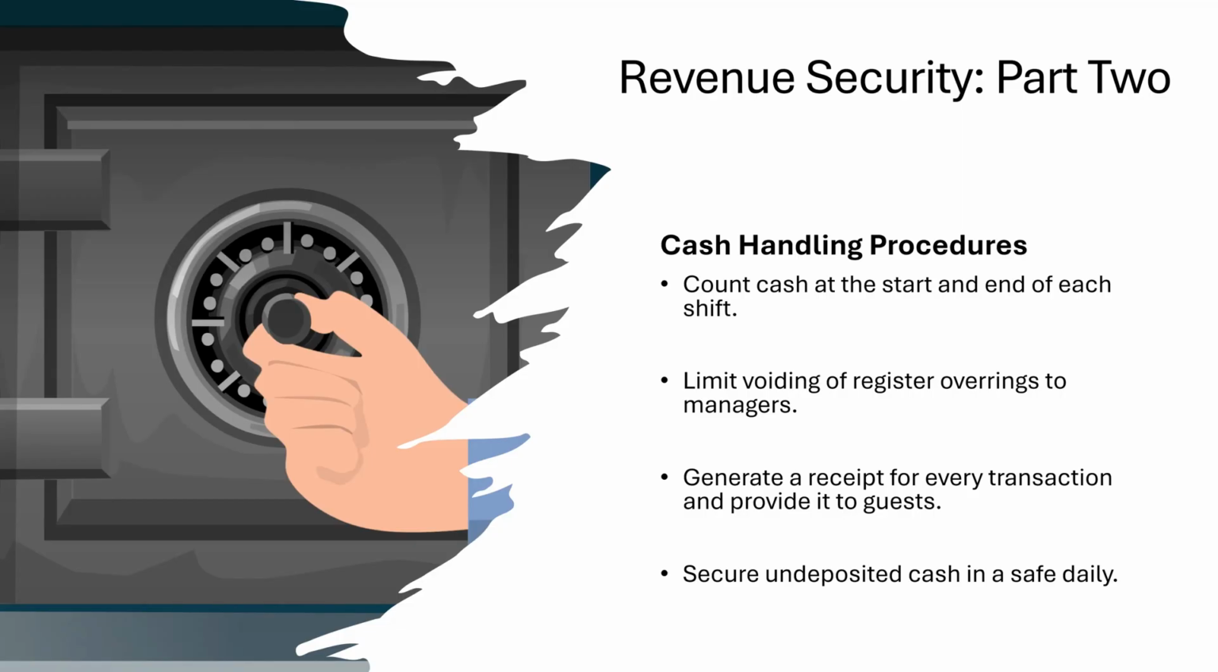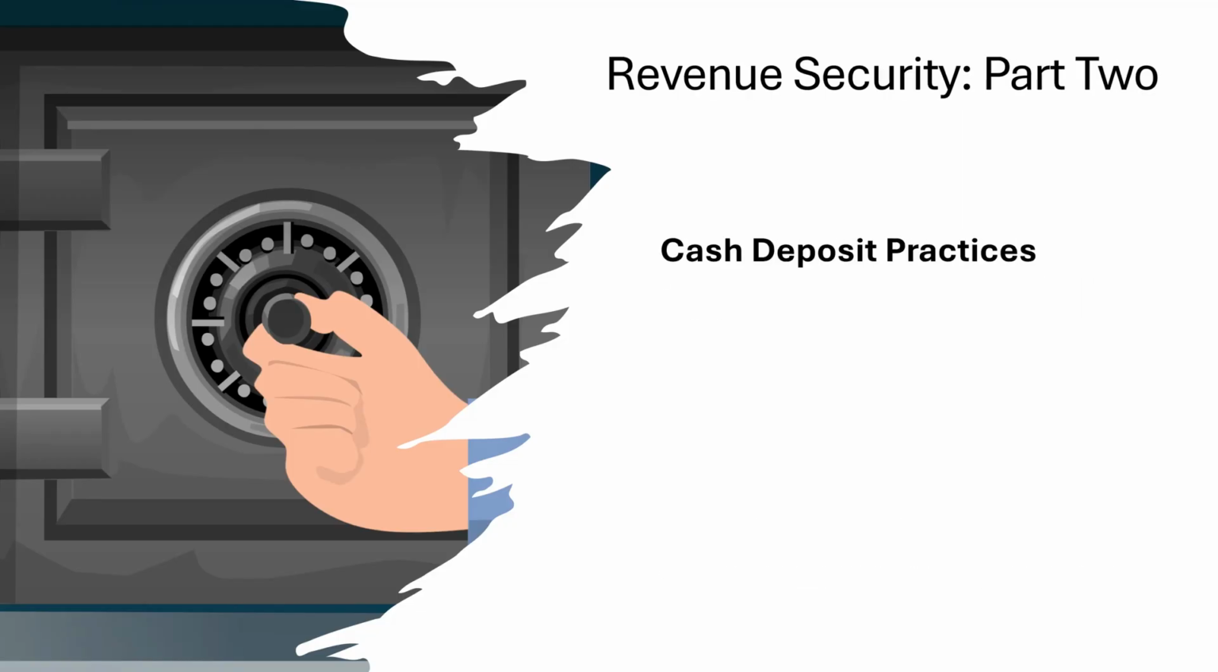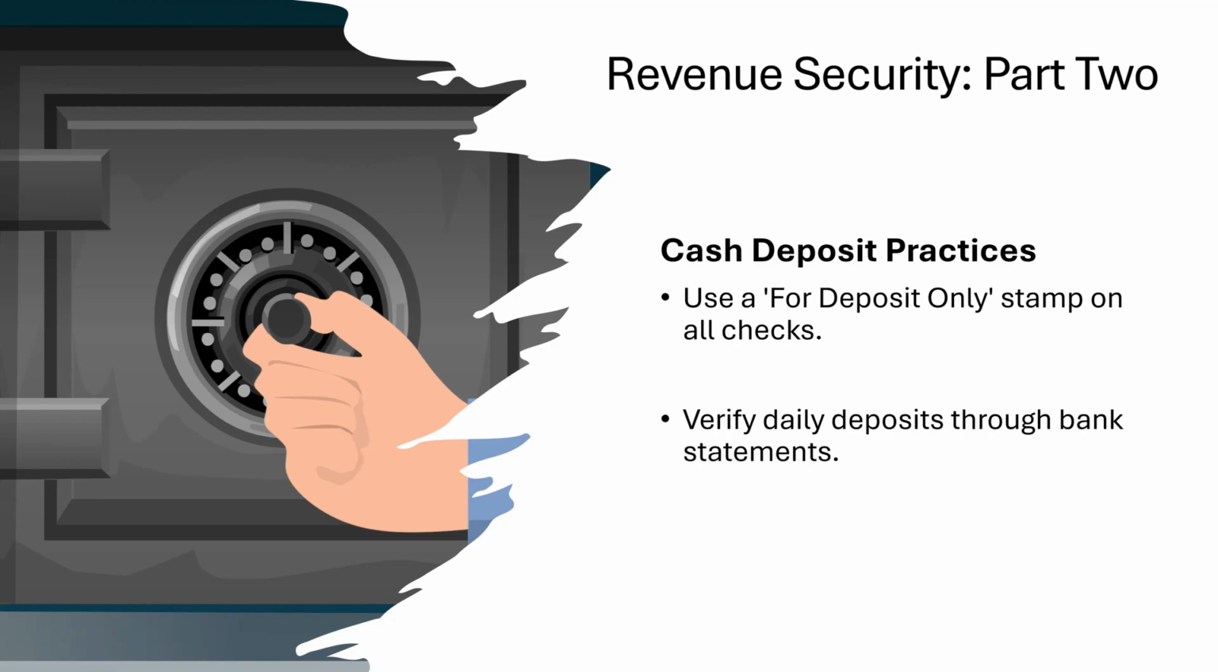Again, that it has happened. We want to make sure that people know that we're watching it. Put your undeposited cash away in a safe somewhere in the facility. Some of the common practices: use a "for deposit only" stamp on all checks once you receive them. Verify daily deposits through bank statements to make sure the bank has those and that they were deposited properly.